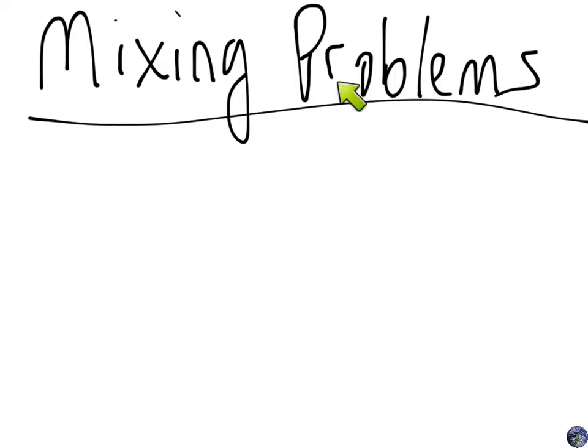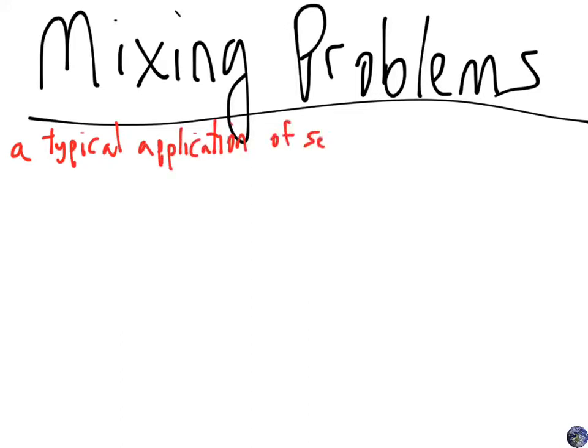Today we're going to learn about mixing problems. Well, what are mixing problems? It's a typical application of separable differential equations. Just like when we learned about derivatives, a typical derivative problem might be related rates or optimization. Now that we know separable differential equations, we're going to use them to solve mixing problems.